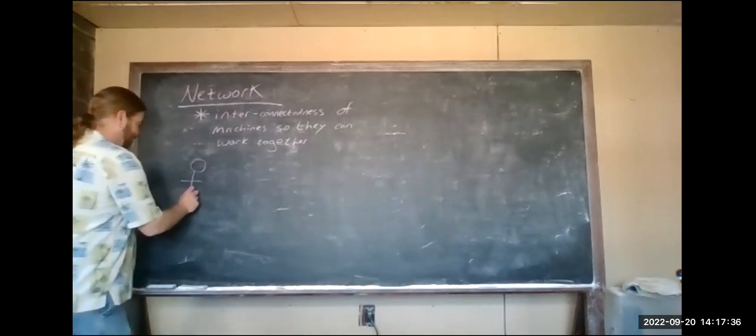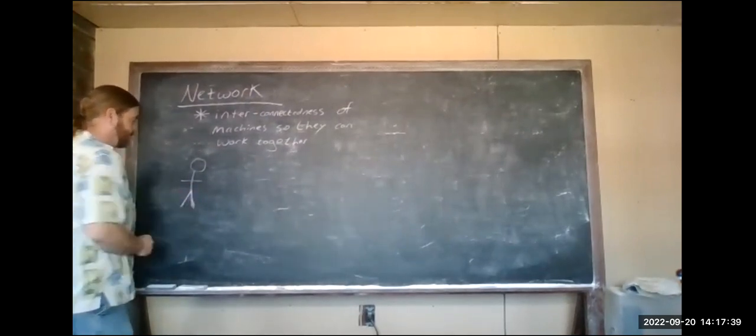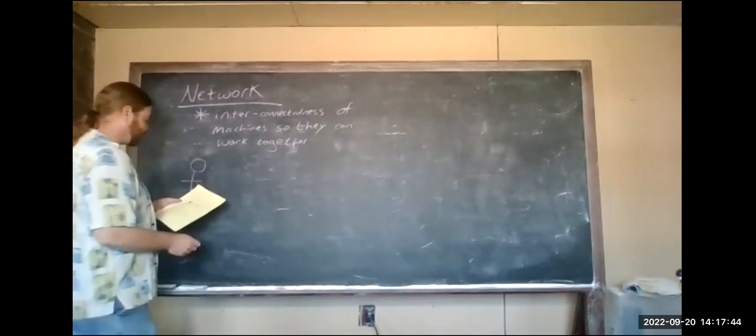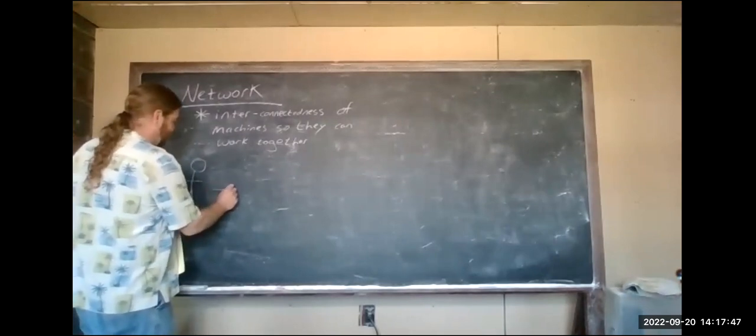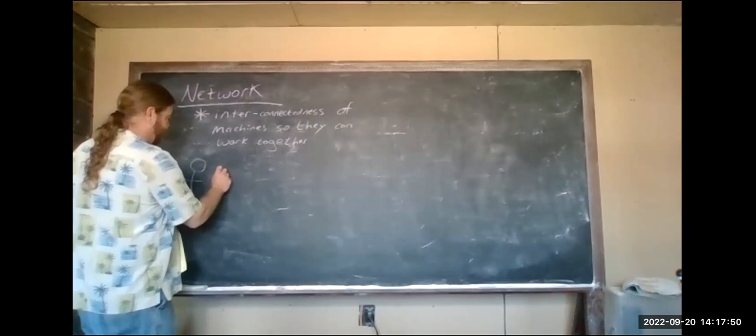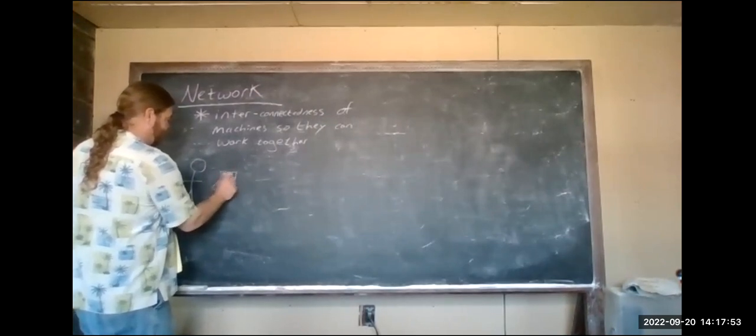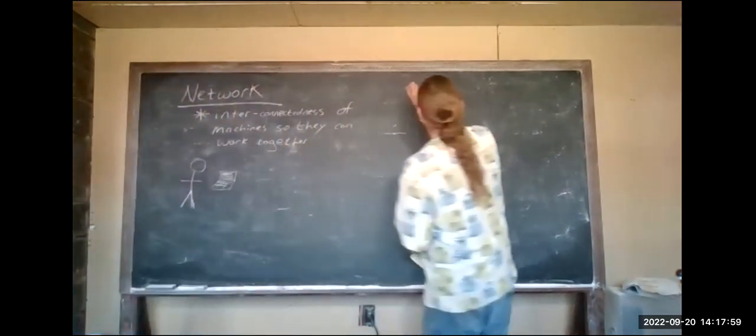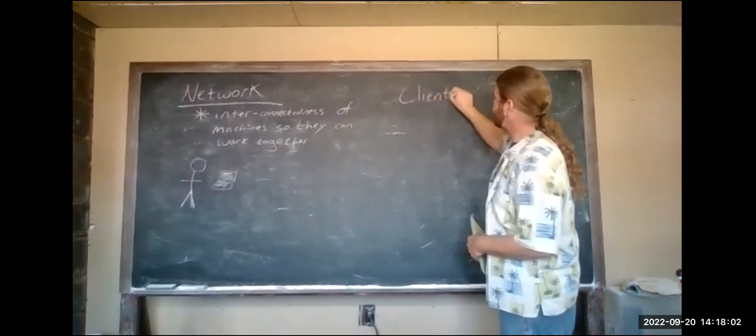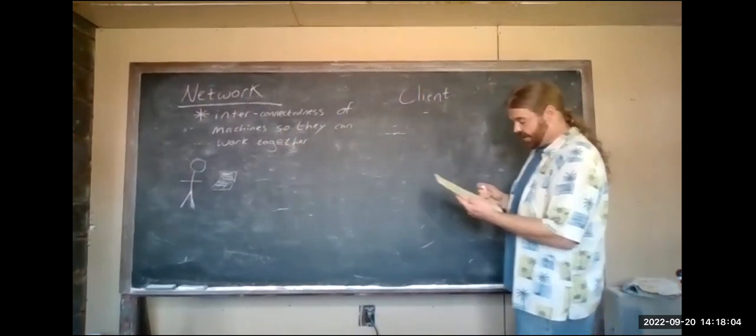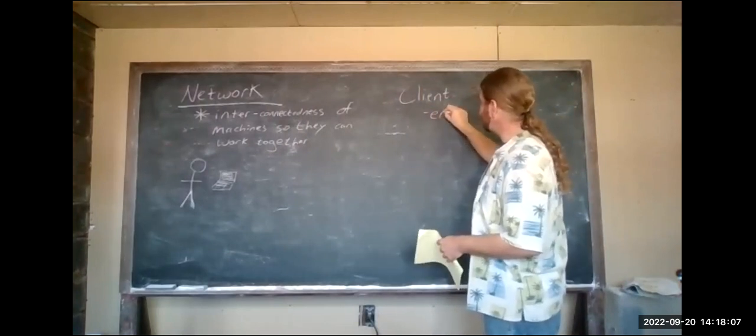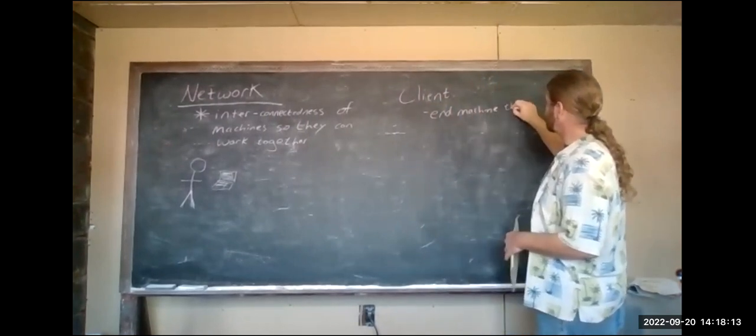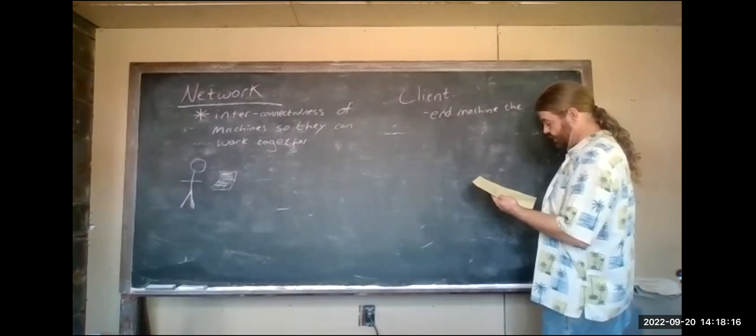And our standard way to represent users or actors, the human actually interacting with the computer, is through a stick man. And the first one on the list is going to be a client. I'll try to draw a little picture here. It looks like a little laptop. So to start, the user interacts with the client. What I put in my notes: the end machine the user interacts with.